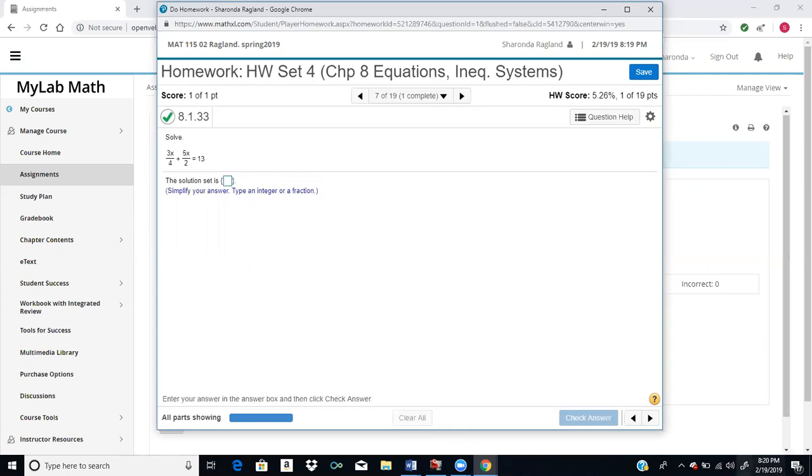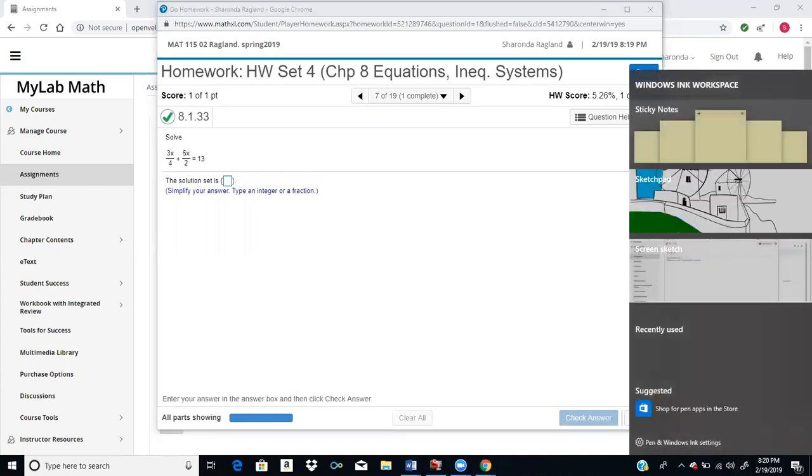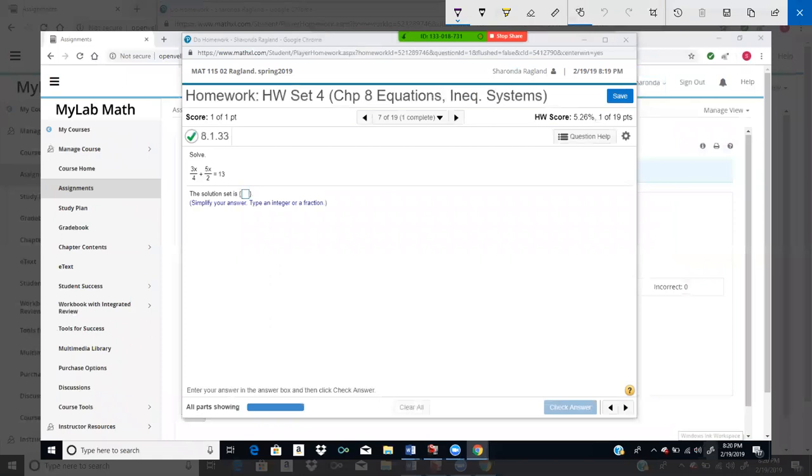let's put this on the board. You have 3x over 4 plus 5x over 2 is equal to 13. And there are different ways of solving this linear equation. Basically, a lot of people like to get rid of the fraction. So we can do that also. And when you do that, you want to look for the least common multiple of your denominators. So we're looking at 4 and 2. And so what is your least common multiple?